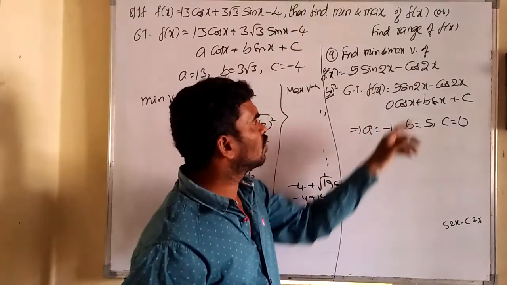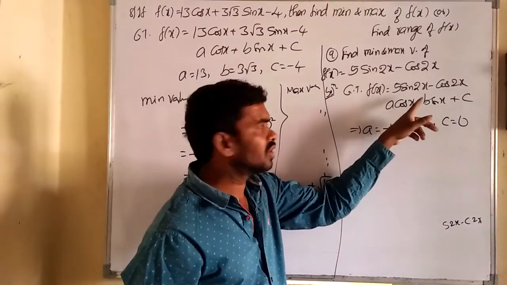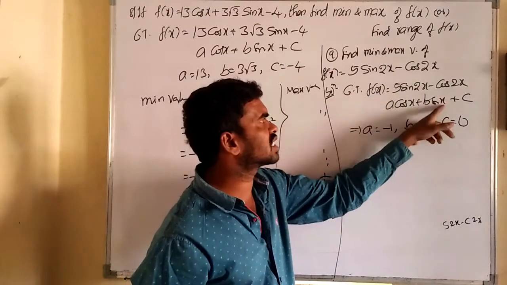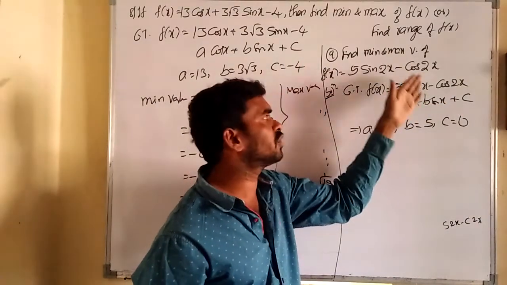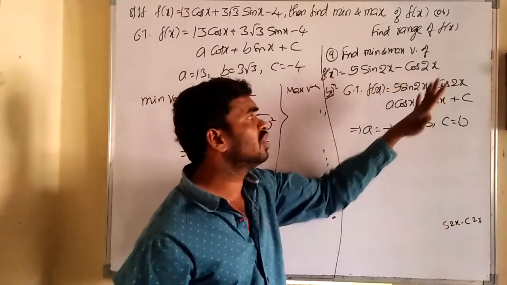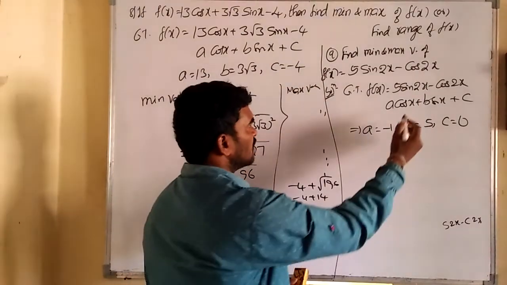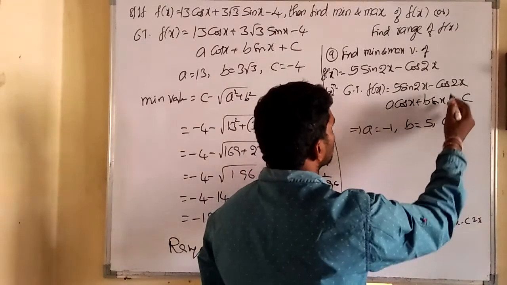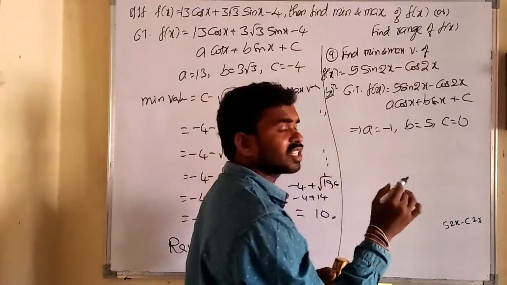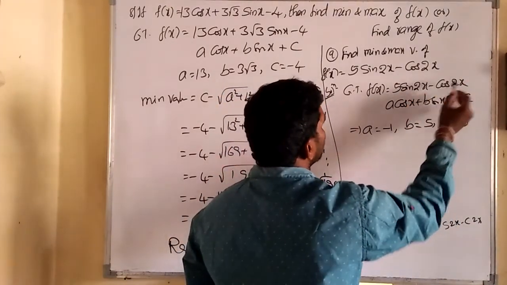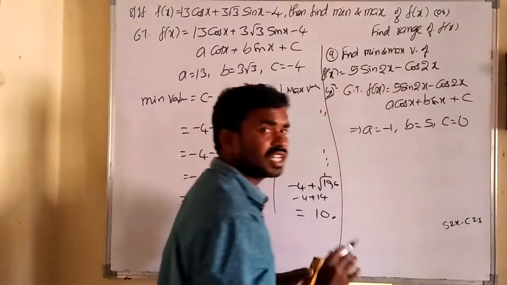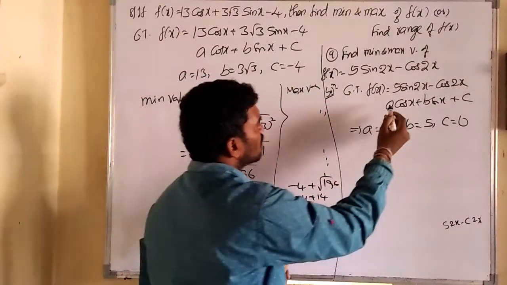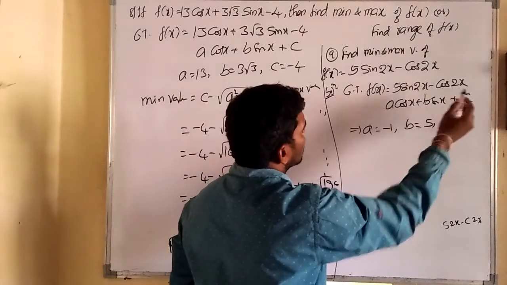Okay? Don't think about the angle. X, 2x, no problem. Not only 2x, we can give anything; don't think about that. Here x means a real number, here 2x means also a real number. But the condition is that those must be the same. Here 2x, and here also 2x is there. So no problem. We just compare the a value, b value and c value.